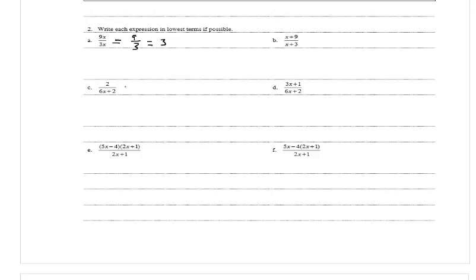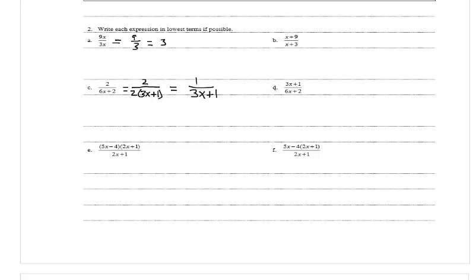So in C we have 2 divided by 6x plus 2. And what we're going to do is factor out a 2 in the denominator. So I'm going to rewrite this as 2 times the quantity 3x plus 1. And now the 2's will cancel out, and we'll be left with 1 divided by 3x plus 1.